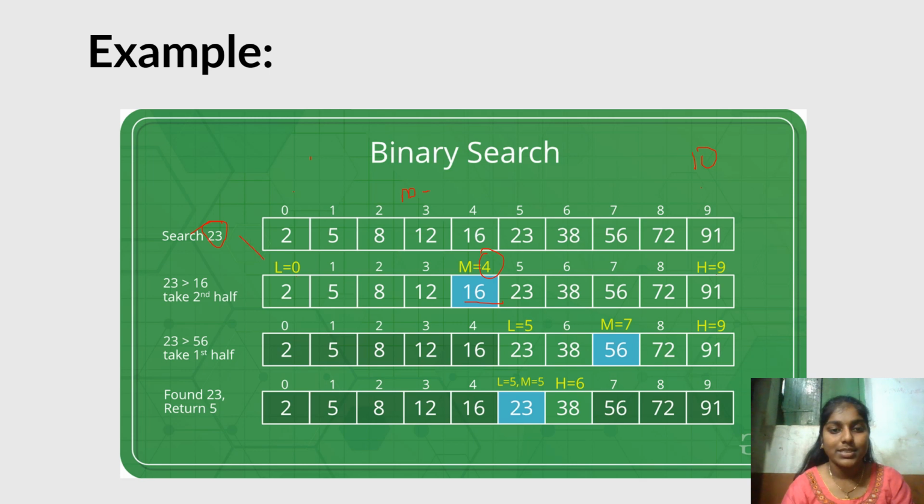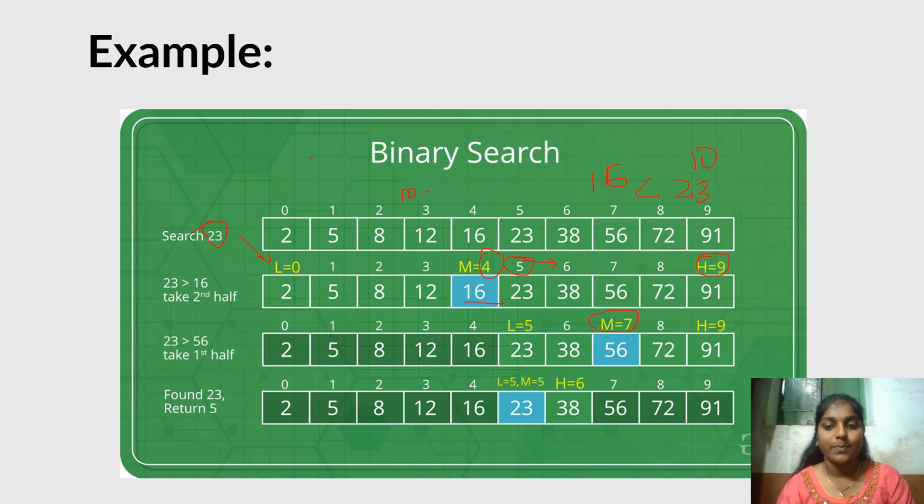Of course 23 is not equal to 16. Then we are going to see whether 16 is greater than or less than 23. As we can see, 16 is less than 23, so we are going to apply the same procedure for the right side, means we are going to move this thing to this side, means we are considering this as the low and this as the high index of that particular sublist. So by calculating 5 plus 9 by 2, we are going to have a middle element at index 7.